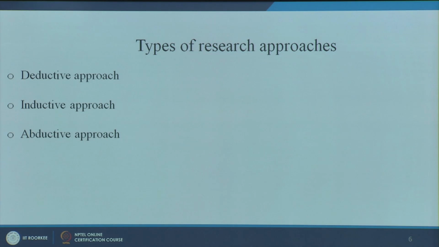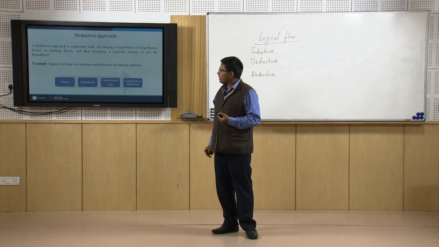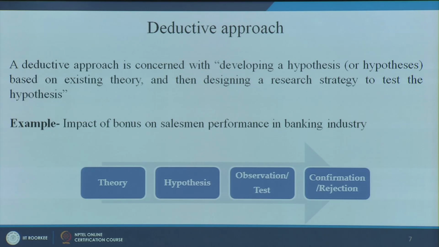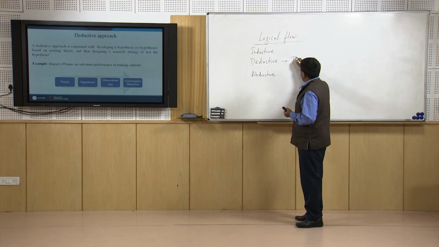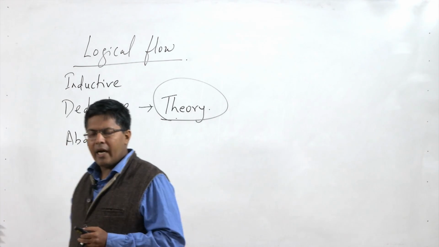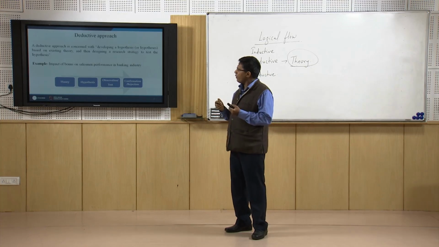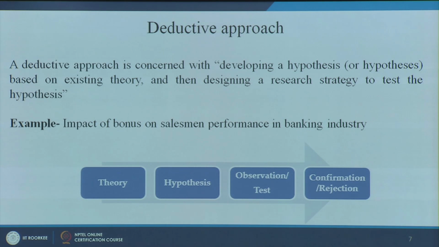If you understand the term deductive, it comes from the word deduce. You are deducing something, right. So, when you are deducing something, let us see what happens. It says a deductive approach is concerned with developing a hypothesis based on an existing theory. Now, that is very important. The word theory is very important and needs to be underlined. That means there exists a theory, and on the basis of this theory we are trying to develop a hypothesis and then design a research strategy to test the hypothesis.